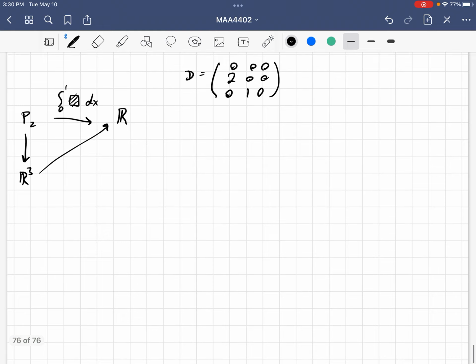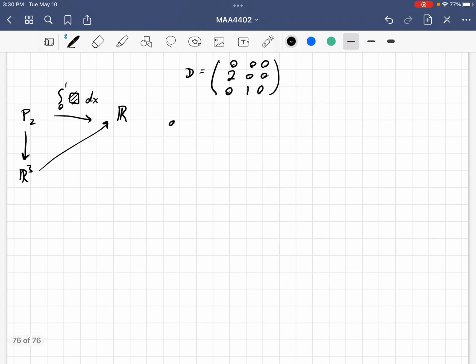So in this particular case, we have ax squared plus bx plus c. And we take the definite integral of that from 0 to 1, and we get a over 3 plus b over 2 plus c. And you can check that for yourself if you'd like.